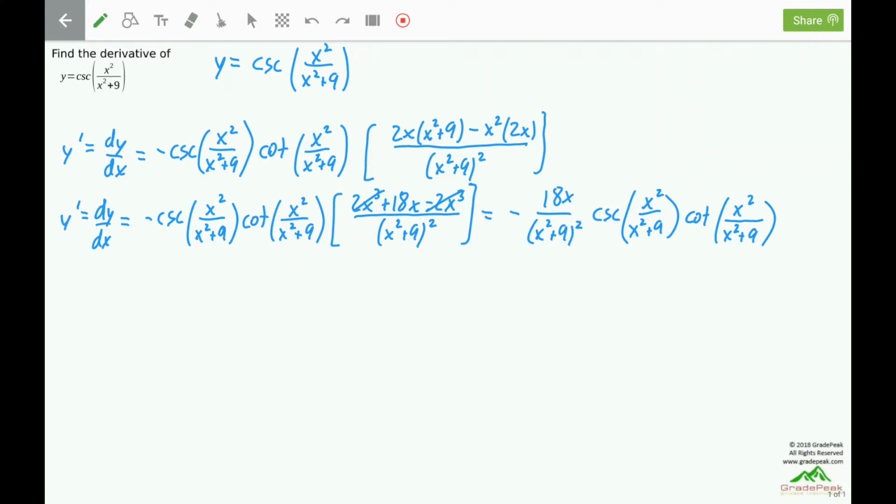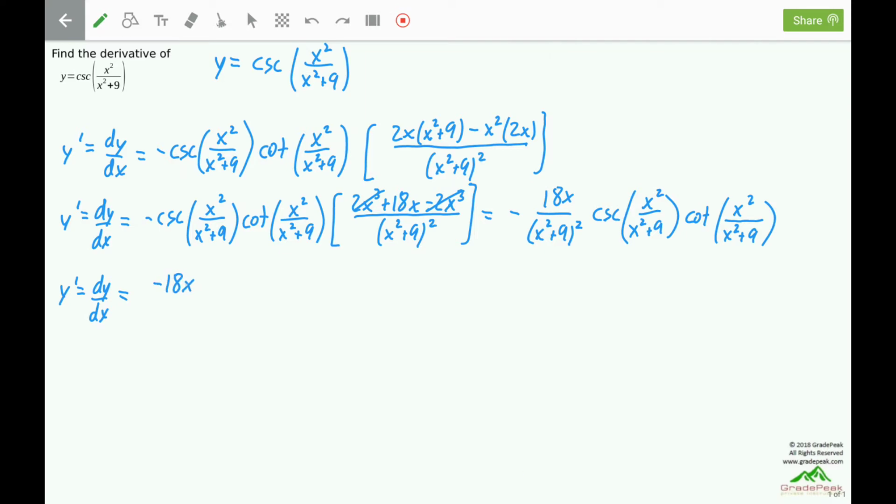There's one other way we may write this, because that cosecant and that cotangent are technically in the numerator multiplying with that 18x, and we can write it that way over that denominator of x squared plus 9 quantity squared. That's an alternate way to write it. Either one is correct. So I have that version I just wrote, and then here's the other version of it, just in case you see it written this way.